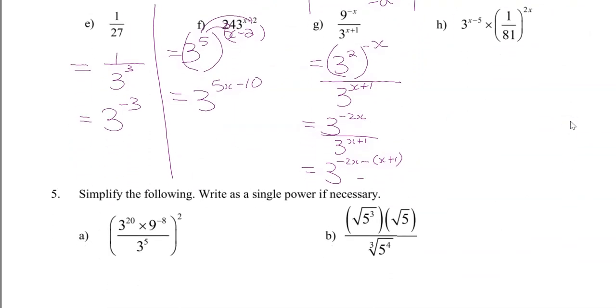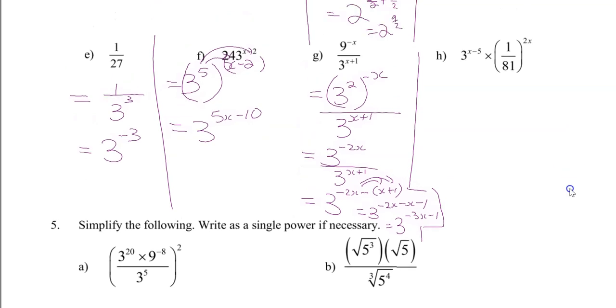Okay, expanding this, it'll be 3 to the negative 2x minus x minus 1. We have to distribute this negative through the brackets. So 3 to the negative 2x minus x minus 1, which will be 3 to the negative 3x minus 1. Okay, so the final answer on that is 3 to the negative 3x minus 1.